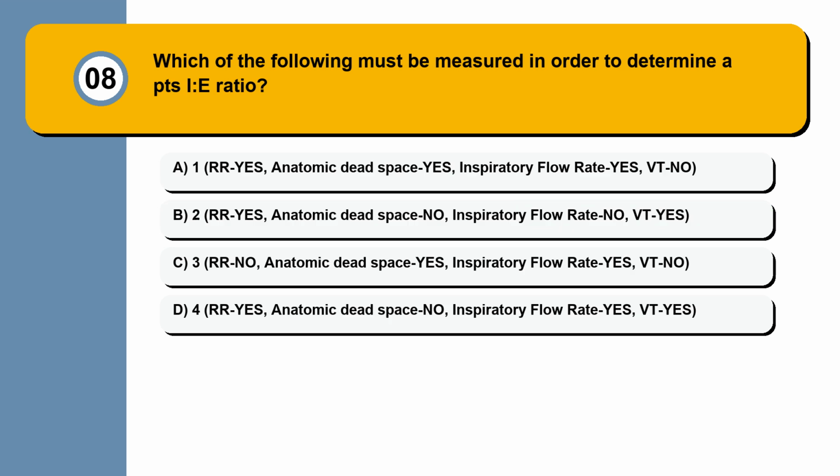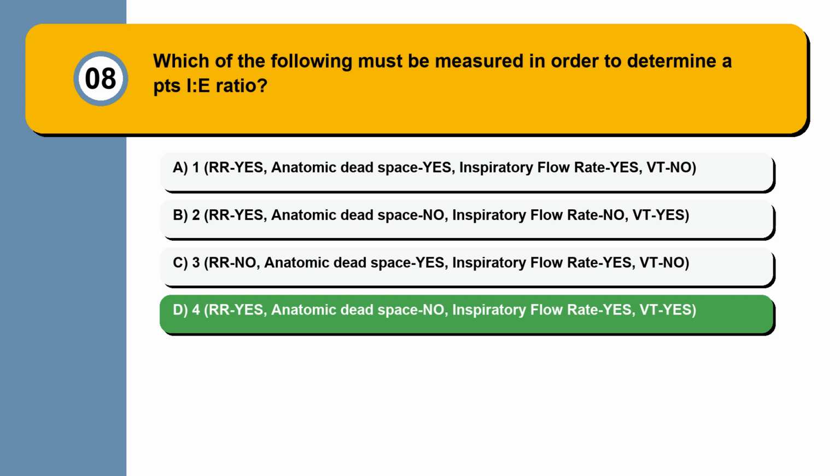Question 8. Which of the following must be measured in order to determine an I:E ratio? 1. RR yes, anatomic dead space yes, inspiratory flow rate yes, VT no. 2. RR yes, anatomic dead space no, inspiratory flow rate no, VT yes. 3. RR no, anatomic dead space yes, inspiratory flow rate yes, VT no. 4. RR yes, anatomic dead space no, inspiratory flow rate yes, VT yes. The answer is number 4.